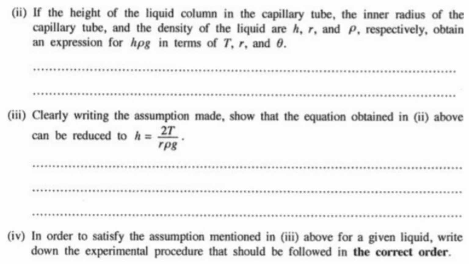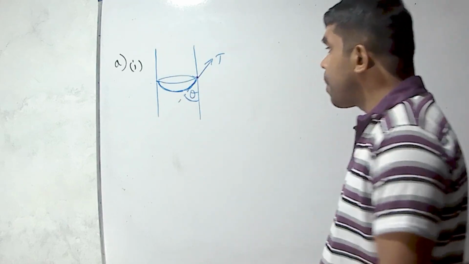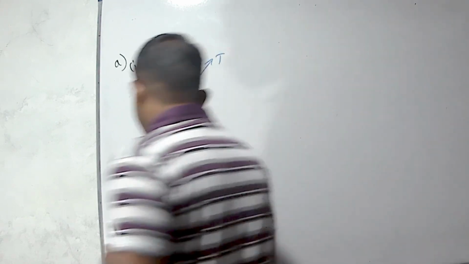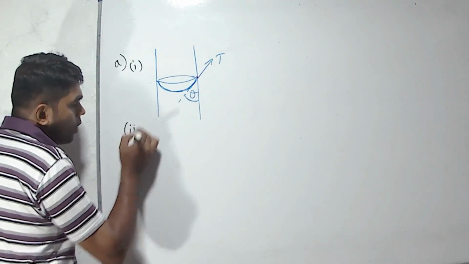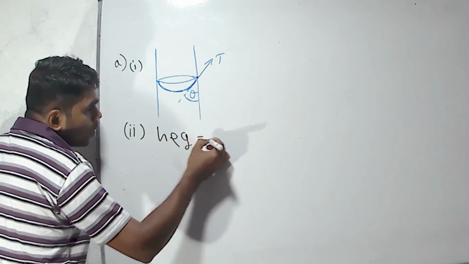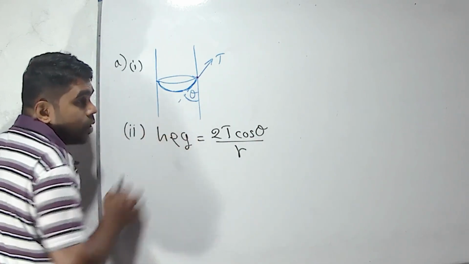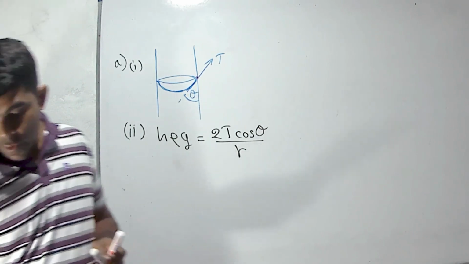Then part 2. The height of the liquid column in the capillary tube, the inner radius of the capillary tube and the density of the liquid are H, R, rho respectively. Obtain an expression for H rho g in terms of T, R and theta. We have to write the expression for the capillary height. We know that H rho g equals 2T cos theta over R. We have to make H rho g the subject because they have asked for an expression for H rho g.